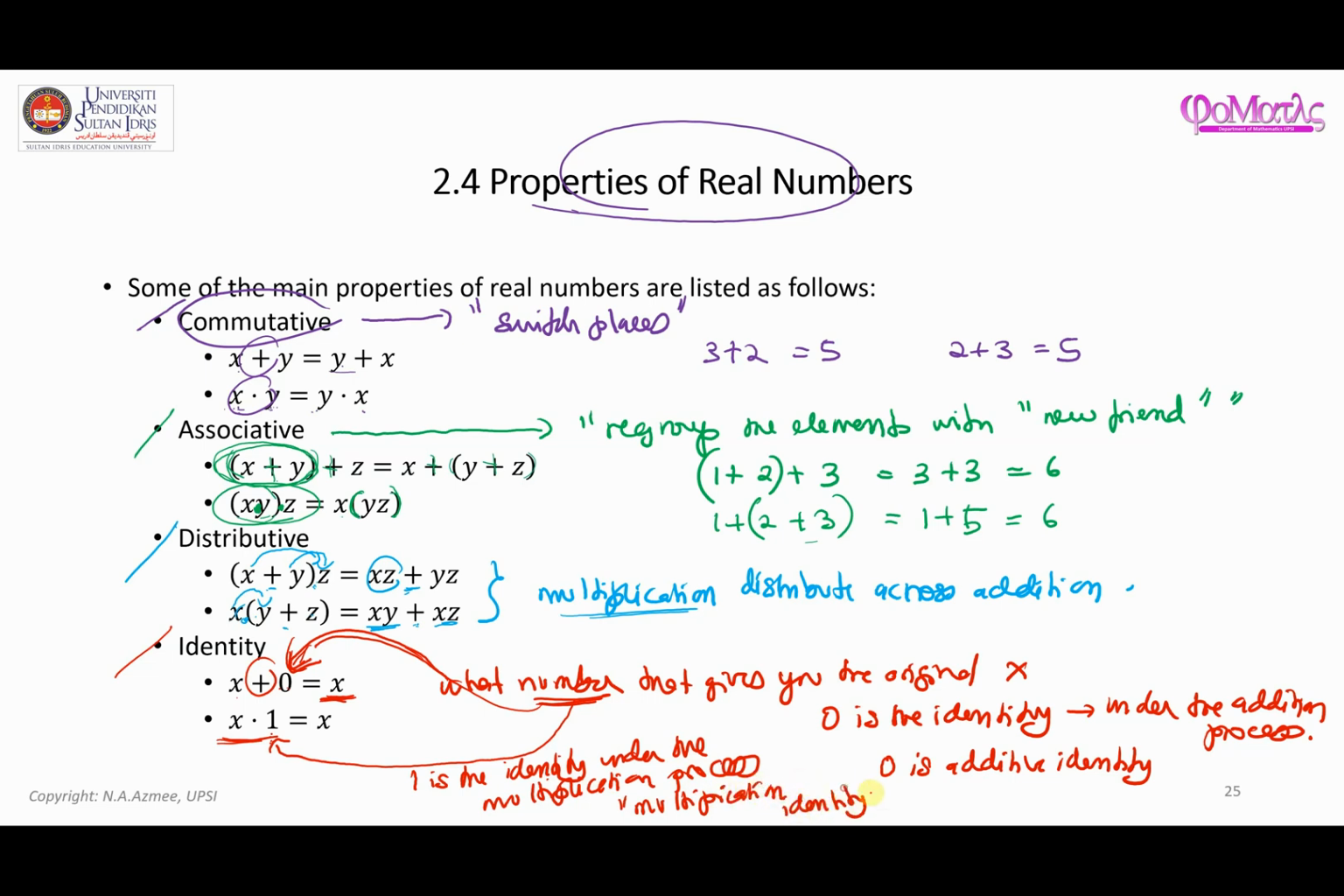Okay, so that's the idea of identity. Really, it is quite simple. You just need to find numbers that when you do the process, which is either addition or multiplication, you will get back the original number.